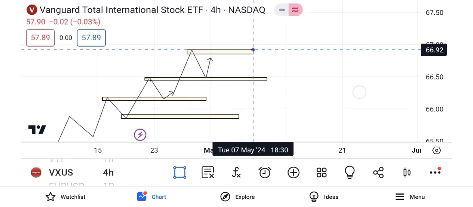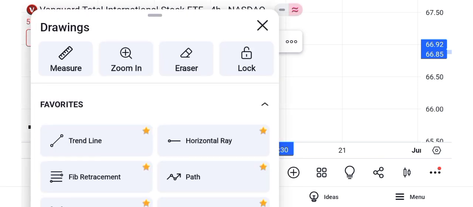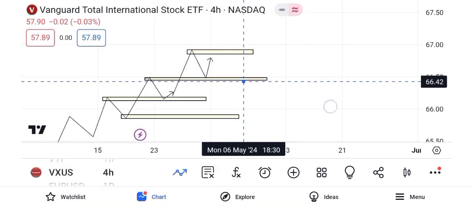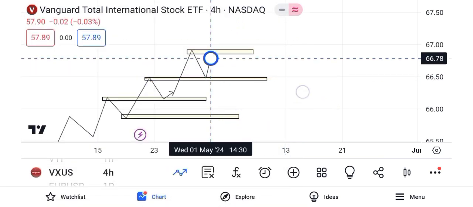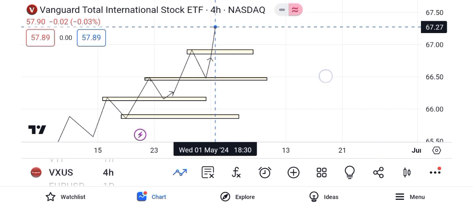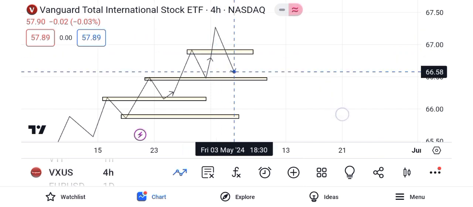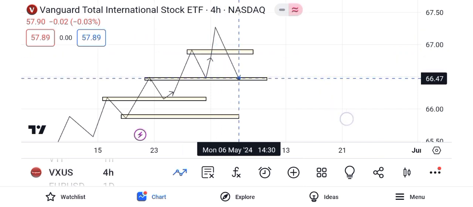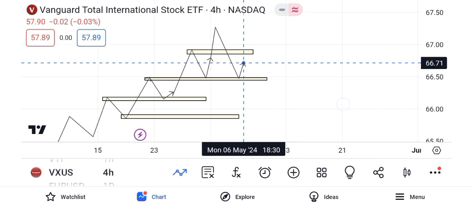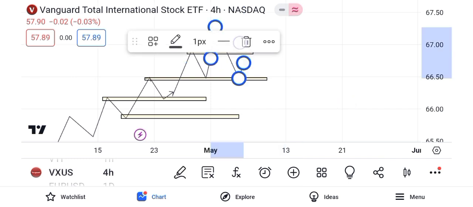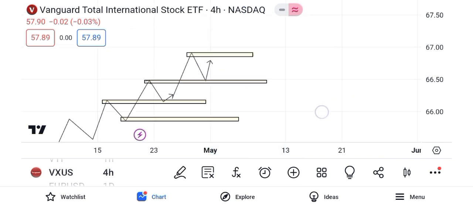Draw again. Yeah, we wait for the market to break upward. Then sometimes the market can decide to use this particular support here, in that order.